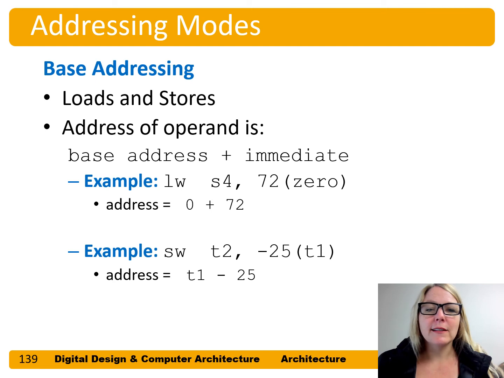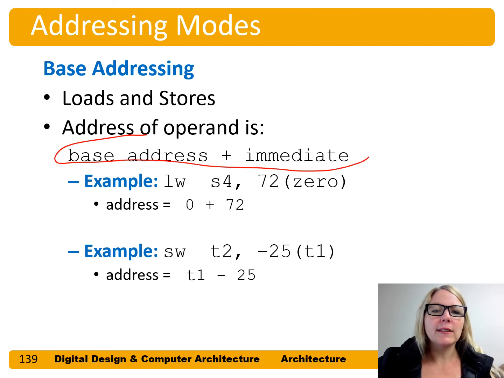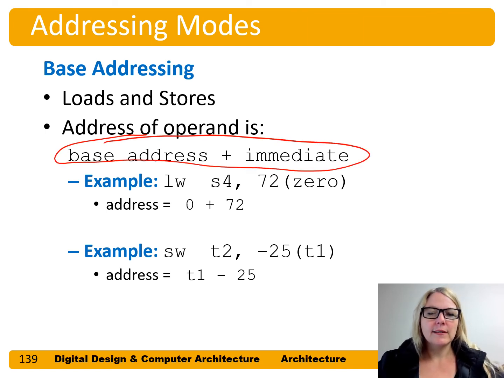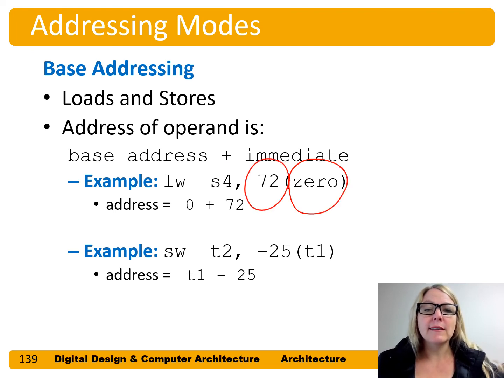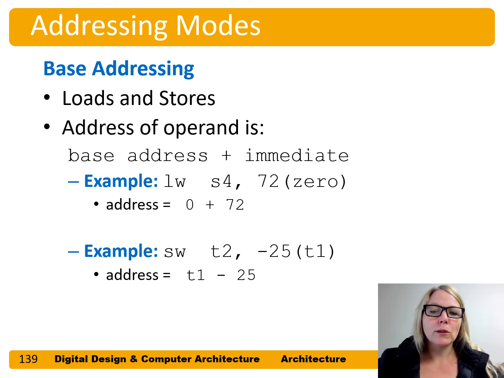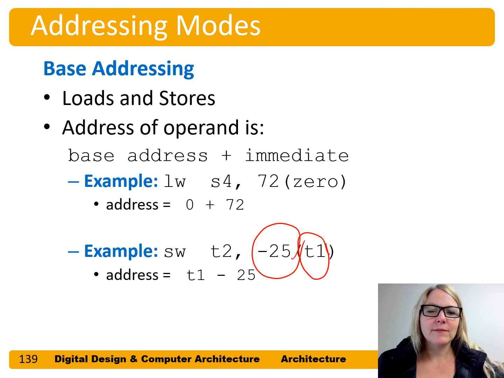Base addressing is for loads and stores. So the address of an operand is found by adding the base address and an immediate. So in this case, the base address is 0, and the immediate is 72, and the immediate is a signed immediate. In the store word, it is the base address plus the signed immediate.